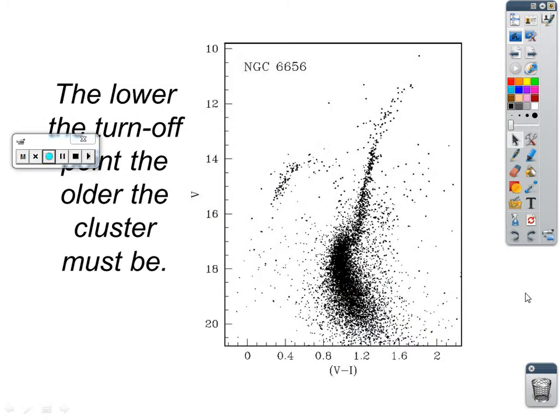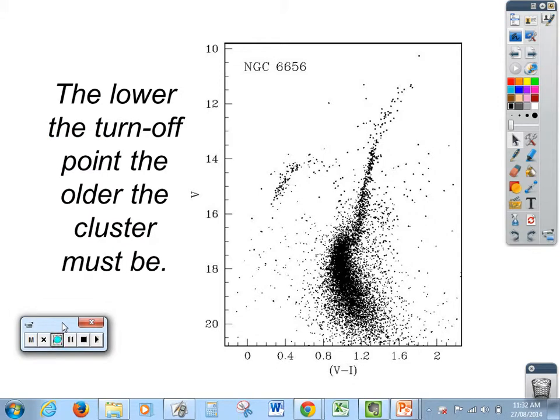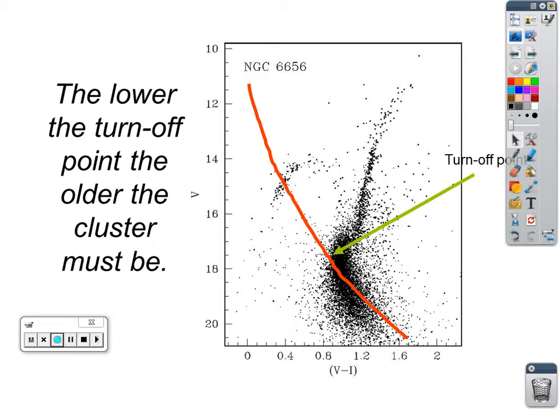Okay, now we mentioned the turn-off point a few moments ago. Here is a globular cluster called 6656 from the New General Catalogue, I think it is. And we can see the turn-off point. If the main sequence is along here, then the turn-off point would be around about here. I click one more time, there's the main sequence, and clicking again, I should be able to see the turn-off point.